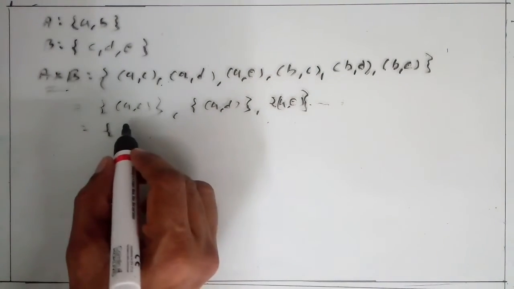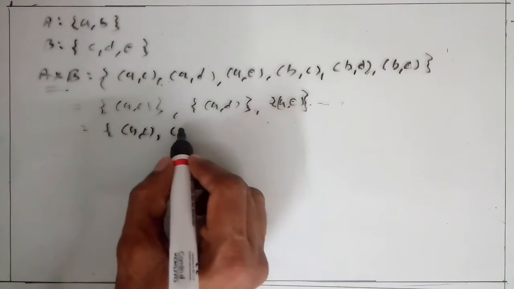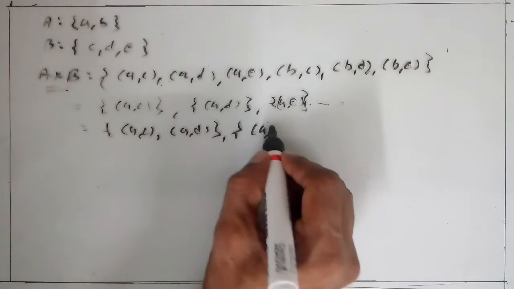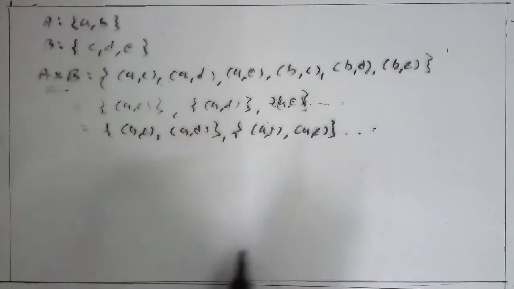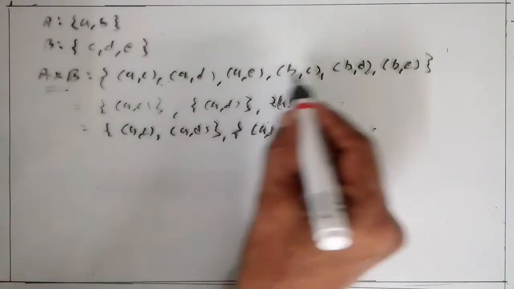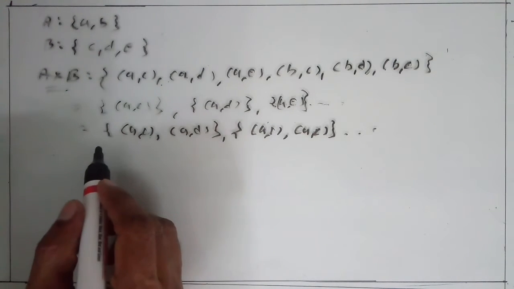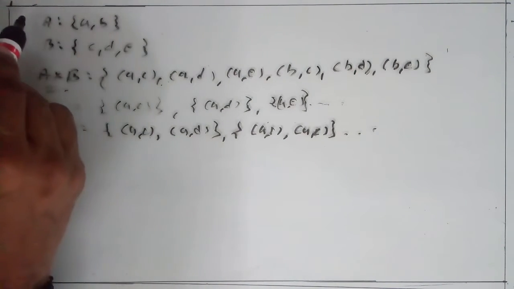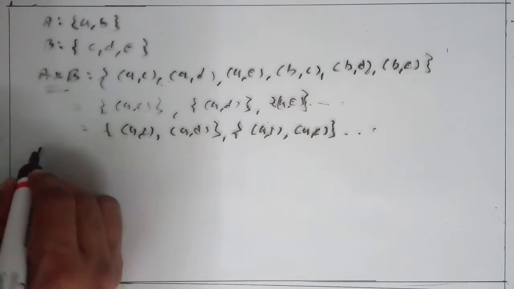Similarly with two elements: (A, C), (A, D), then (A, C), (A, E). Similarly with three elements, with four elements. So remember this here: all subsets of A cross B are said to be relations from A to B. Clear?